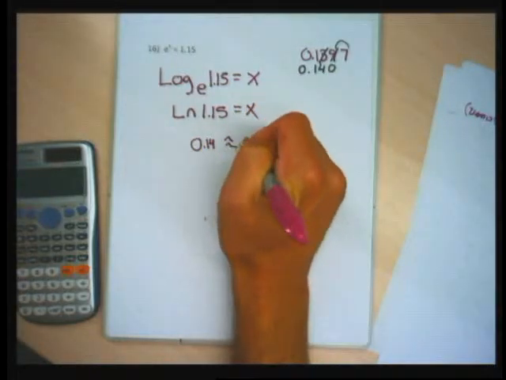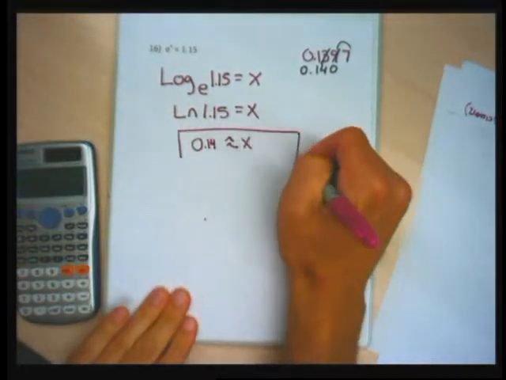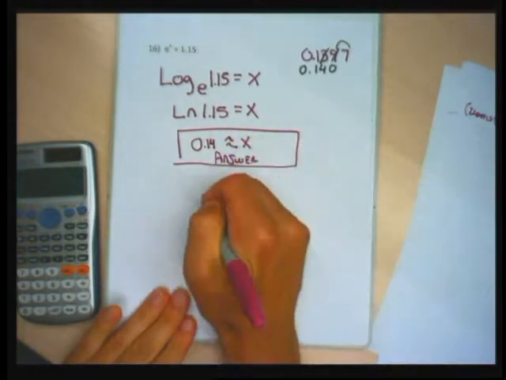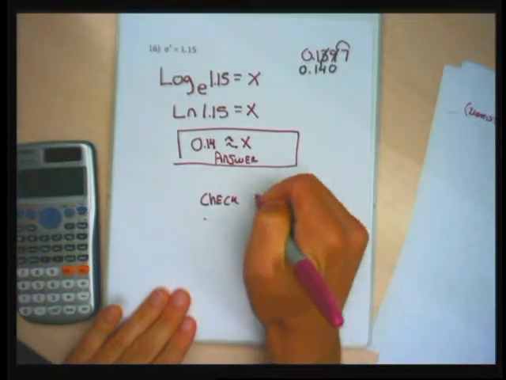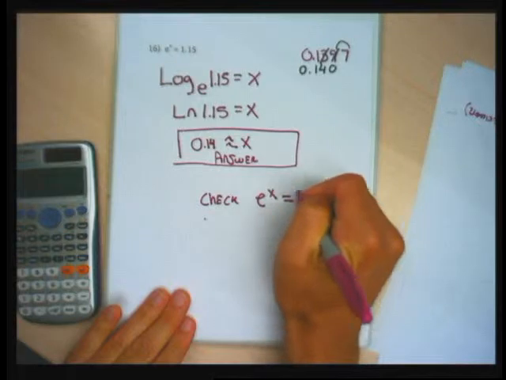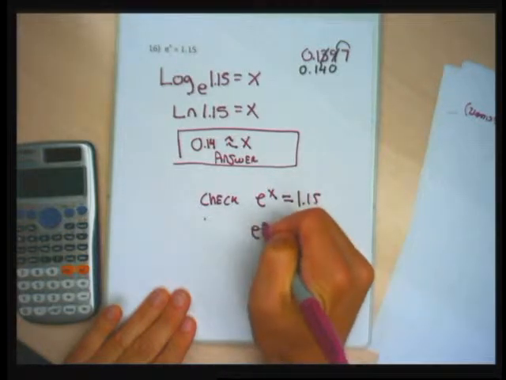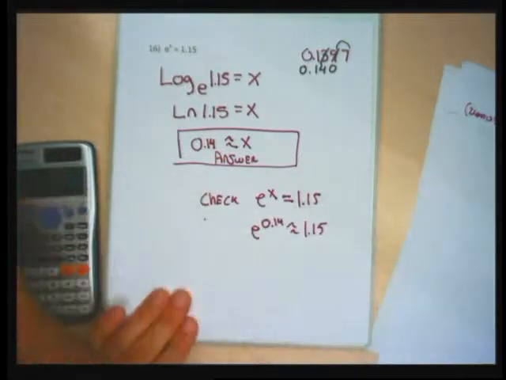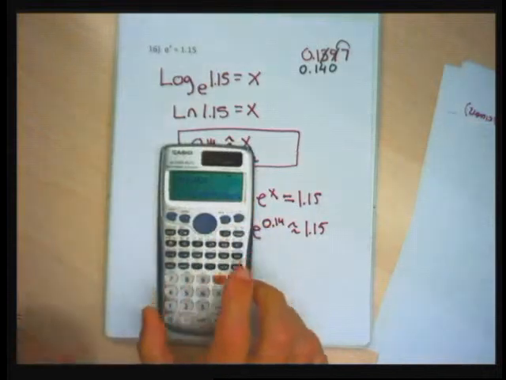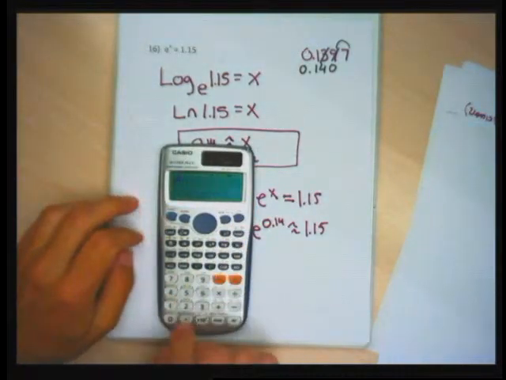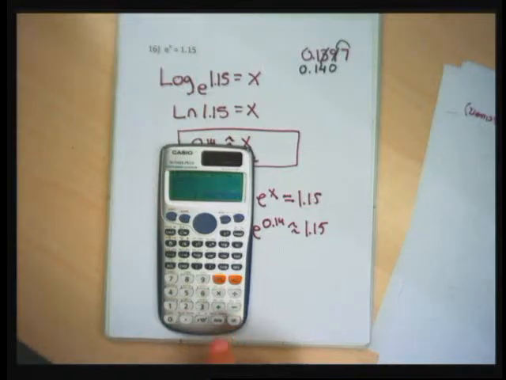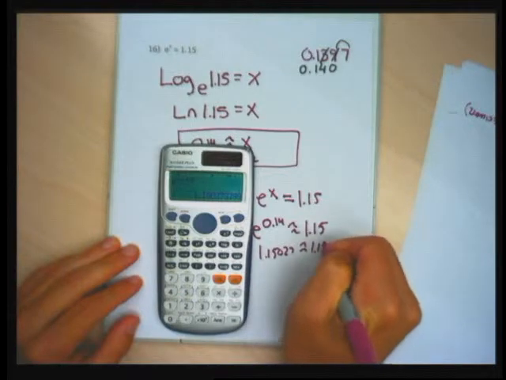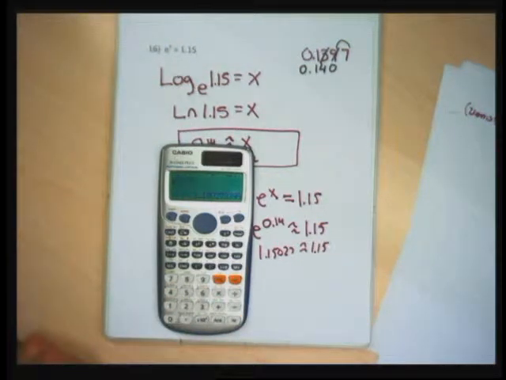I don't need to write the 0 after the 4, and I'm writing squiggly lines because it's an approximate answer, not an exact answer. Now I'm going to check, because anytime I solve a problem with an equal sign, I should be able to check. So it should be the case that e to the 0.14 power is close to 1.15. Again, I don't expect it to be exactly 1.15. So shift ln 0.14 power, and I get 1.15027, and that's close enough to 1.15 for me to believe that my answer is correct.